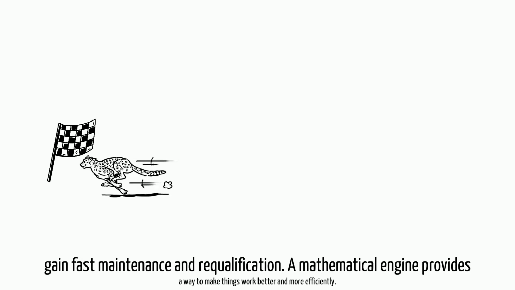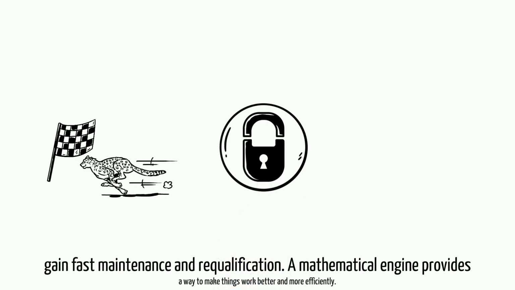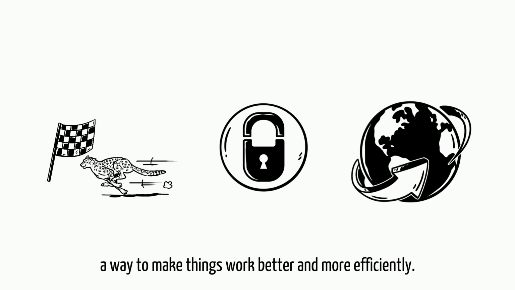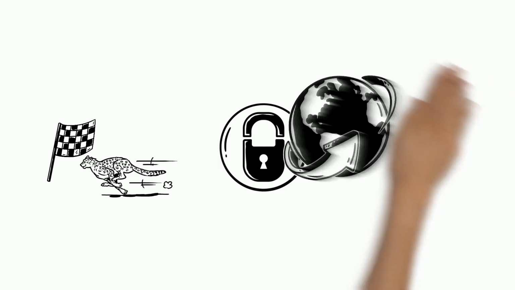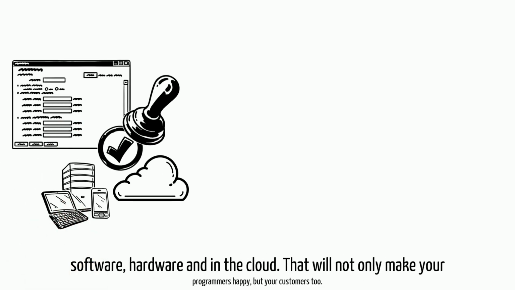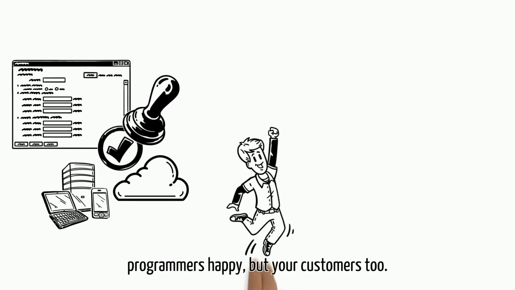With clearly readable and maintainable algorithms in the source code, you gain fast maintenance and requalification. A mathematical engine provides a way to make things work better and more efficiently. You can develop new features faster, with better quality, and more fun in software, hardware, and in the cloud. That will not only make your programmers happy, but your customers too.